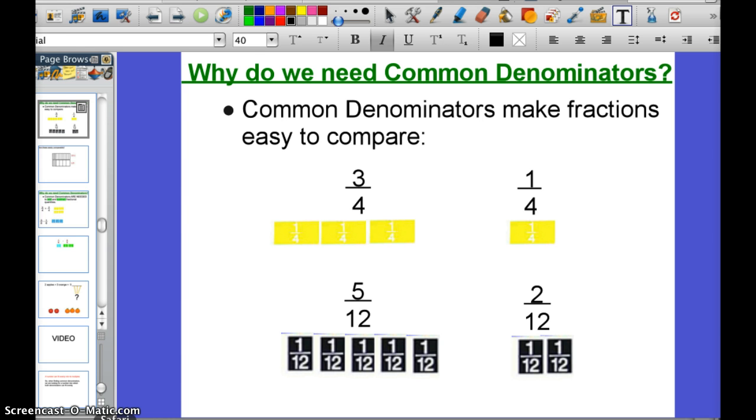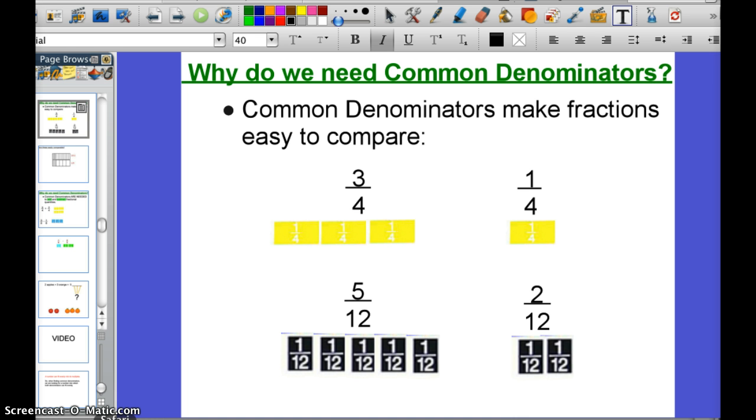So I wanted to spend some time talking about why we would need common denominators and then kind of think about it pictorially and talk only a little bit about how to find them. Okay, so this is just more of a preview. So why would we need common denominators?